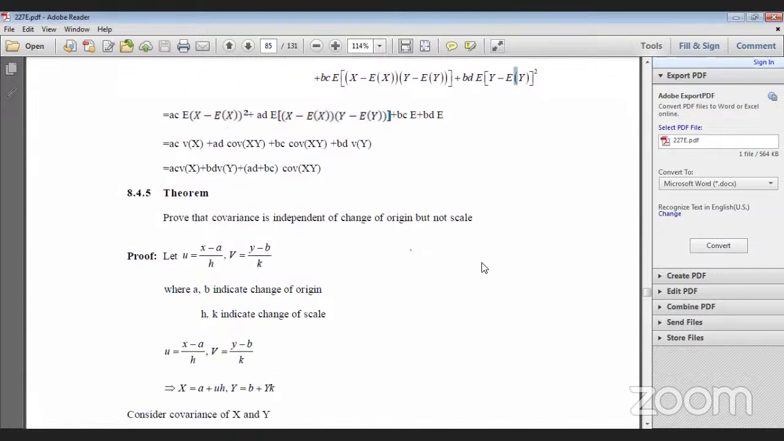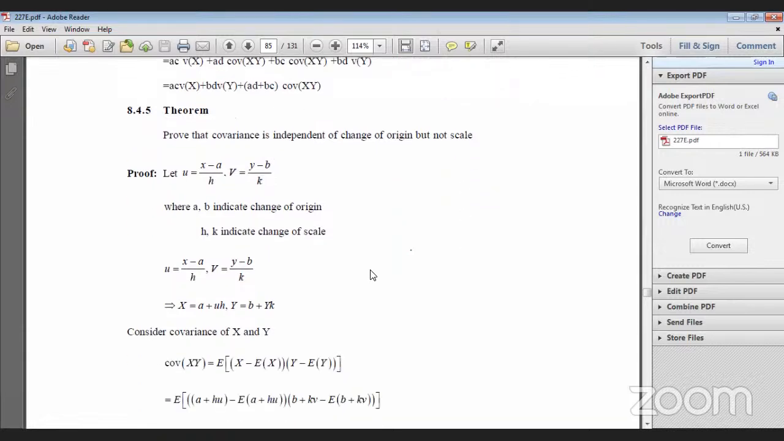Then prove that the covariance is independent of change of origin but not scale. U is equal to x minus a, v is equal to y minus b, where a and b indicate change of origin, h and k indicate change of scale. U is equal to x minus a by h, v is equal to y minus b by k. Cross multiply, what happens? x is equal to a plus uh, y is equal to b plus vk.